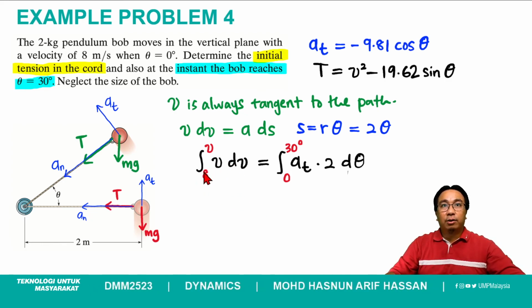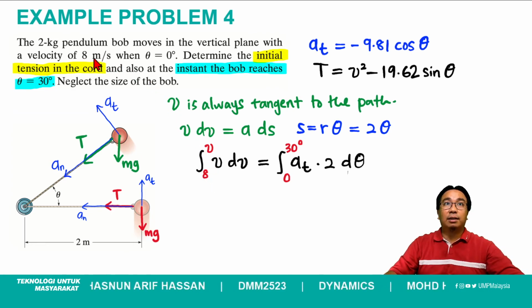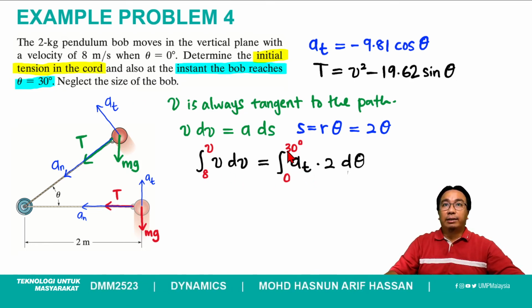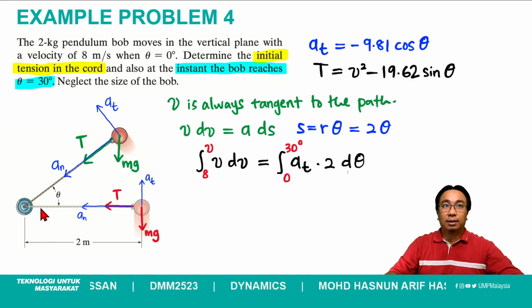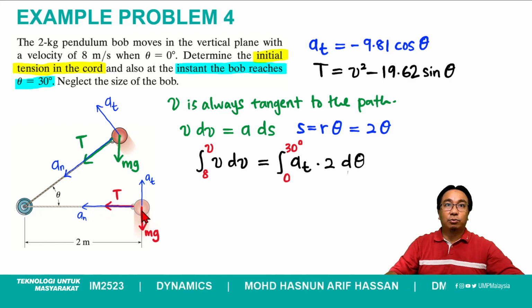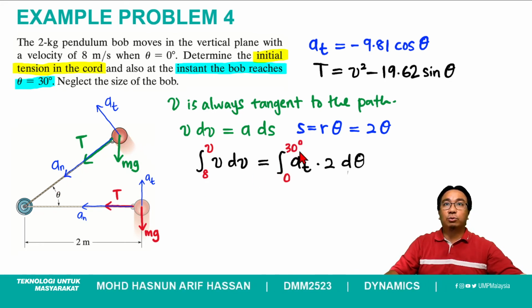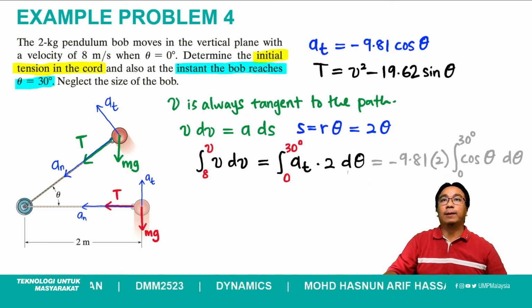Okay, so now you have integration of v dv from 8 until v. Kenapa 8? Because initial velocity given here is 8 meter per second. And then right hand side is integration of a_t times 2 d theta from 0 to 30 degrees. Kenapa 0? Because initially theta equals 0 and then it moved up until here theta equals 30 degrees. Okay, so this is the basis of what we are doing here.